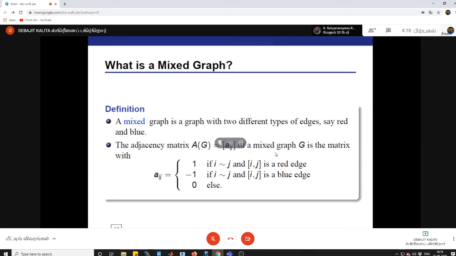And the adjacency matrix of the mixed graph is defined simply like this. The ijth entry is 1 if i and j are adjacent and ij is a red edge, and minus 1 if i and j are adjacent and ij is a blue edge, otherwise it is 0. So the adjacency matrix of a mixed graph is a 0, plus or minus 1 matrix.